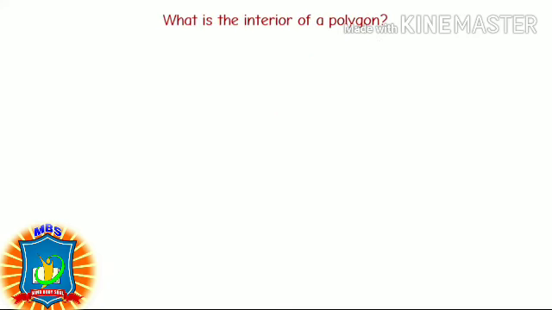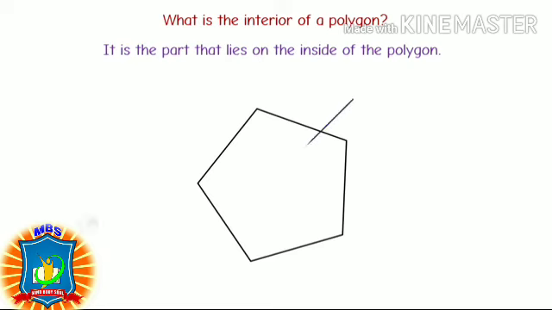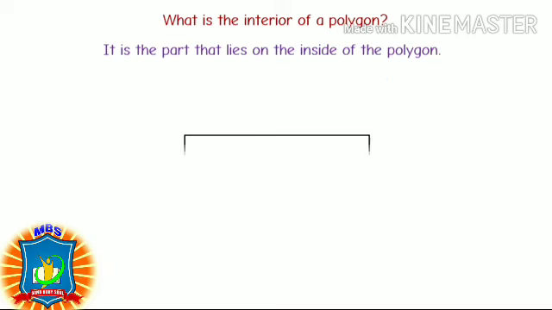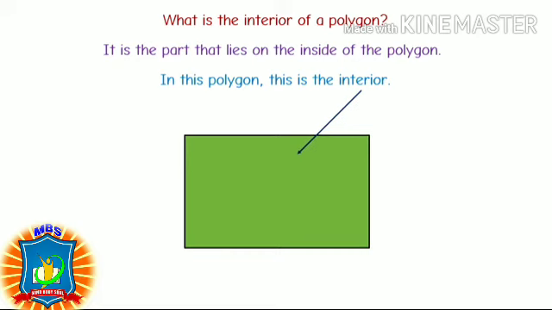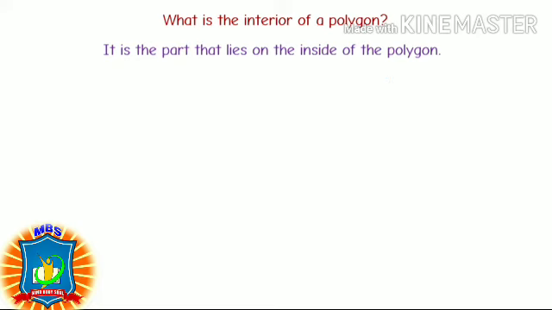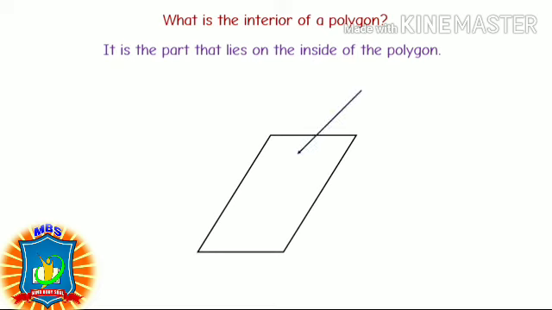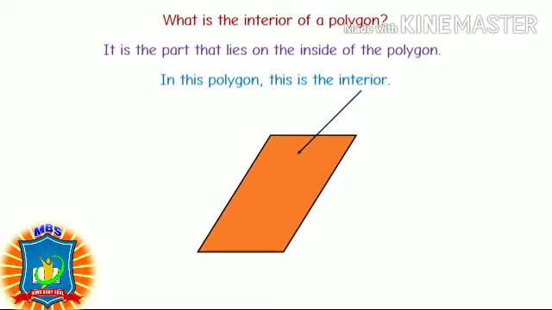What is the interior of a polygon? It is the part that lies on the inside of the polygon. In this polygon, this is the interior. In this polygon, this is the interior. In this polygon, this is the interior.